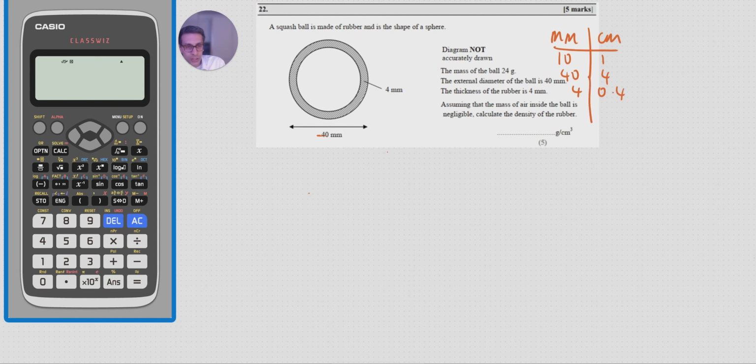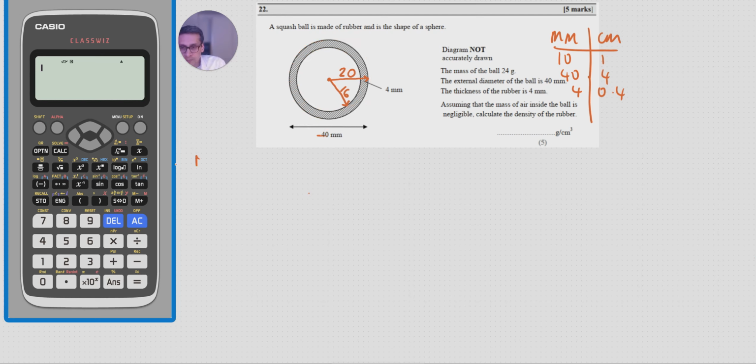Now, let's label this. We know the distance from the center to the circumference is 20. But because of the 4 millimeter thickness, 20 minus 4 gives you 16. So that's this bit here. What we need is the volume of the grey bit. If we work out the volume of the full ball, take away the white bit, we're going to be left with the grey bit. So that's what we're going to do.